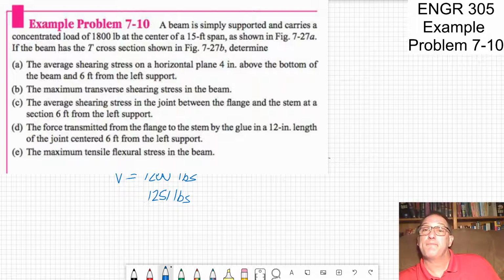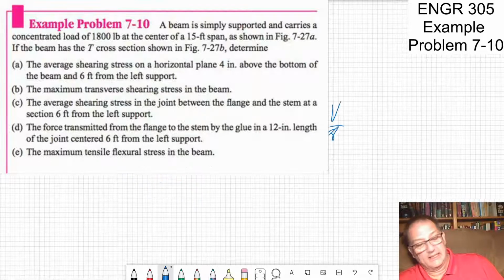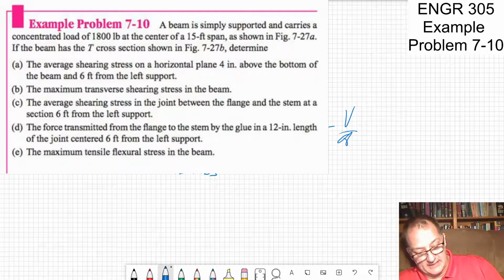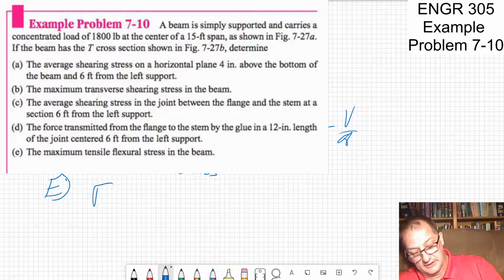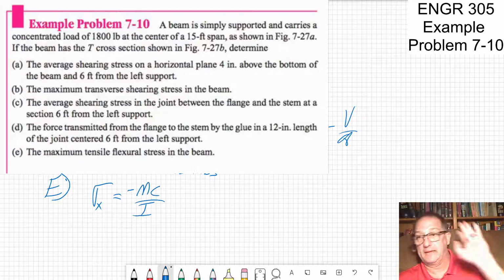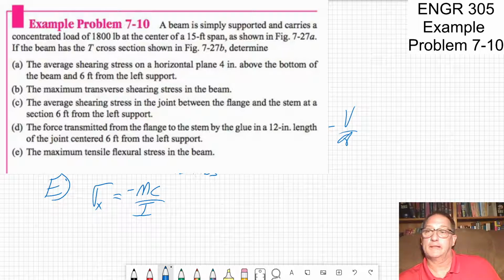Last part, E, the maximum tensile flexural stress in the beam. You got to learn the language. Those are a lot of words, but they're totally changing direction on us. Tensile flexural stress. They want stress in the x direction, minus MC over I. Now I got to go back and find that. That's a whole other problem. We're not worrying about that.